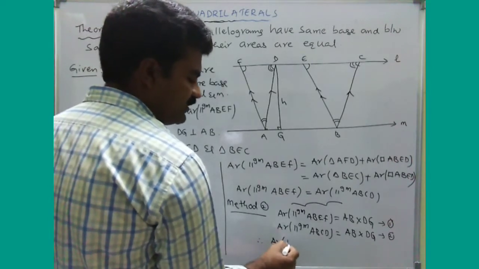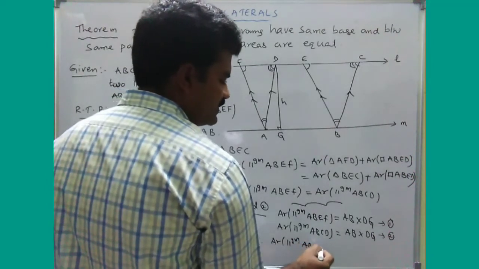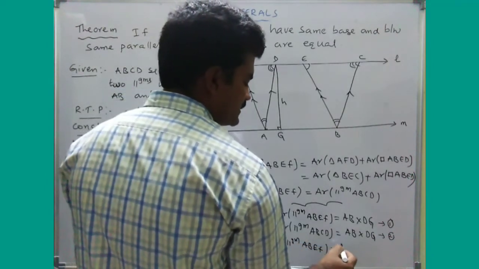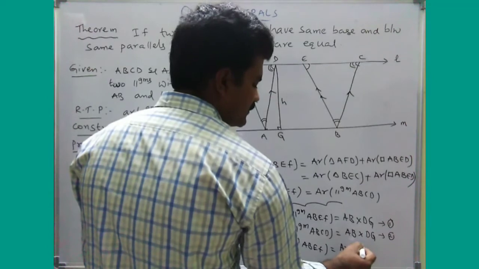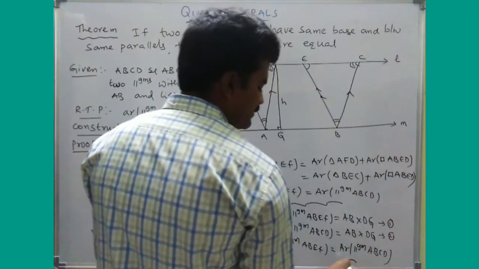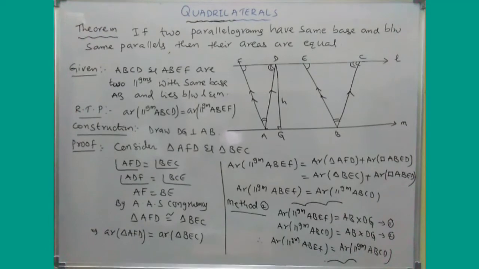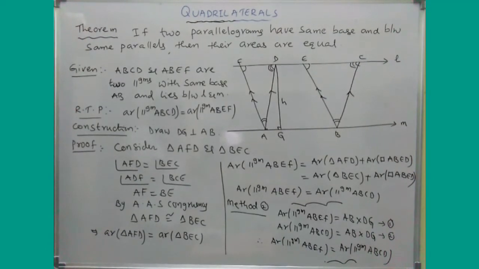I mean, area of parallelogram ABEF is equal to area of parallelogram ABCD. So in this way, shortly also we can prove the same theorem.